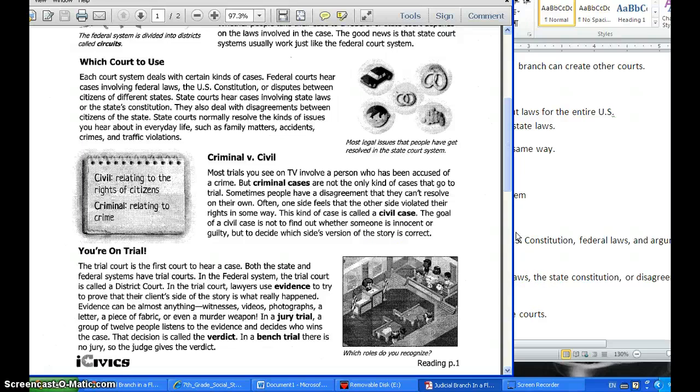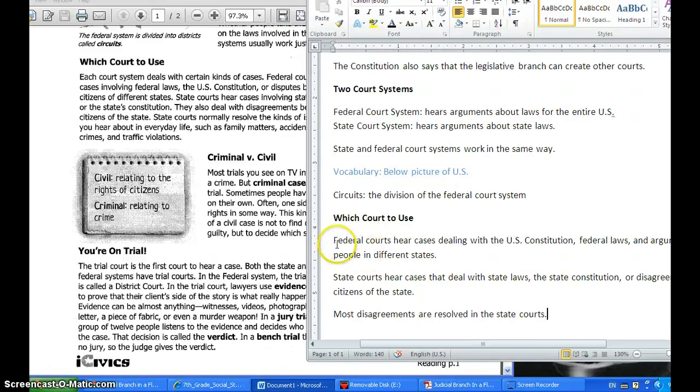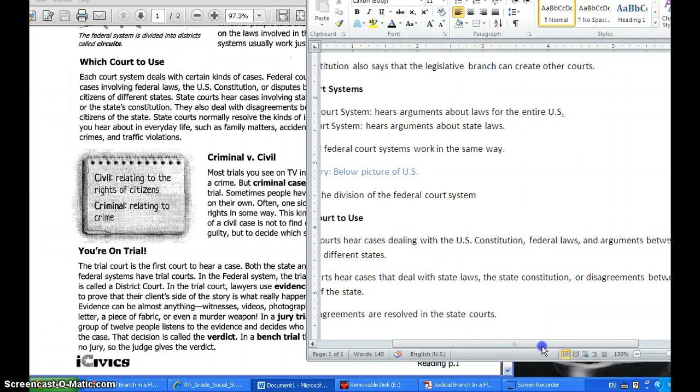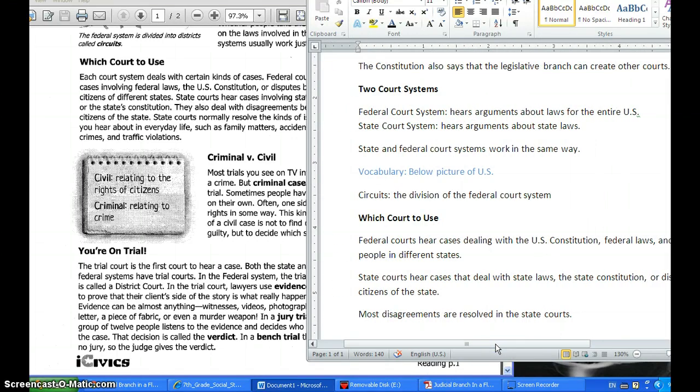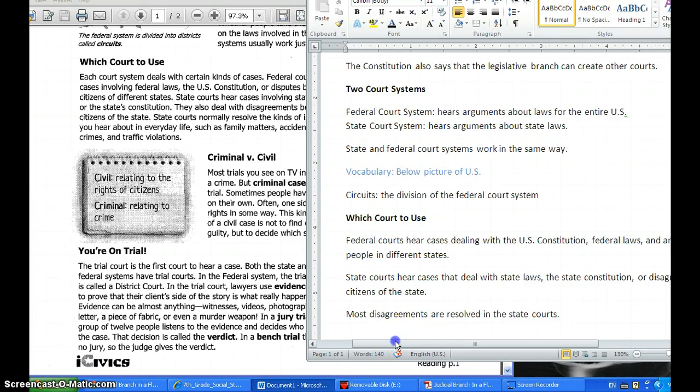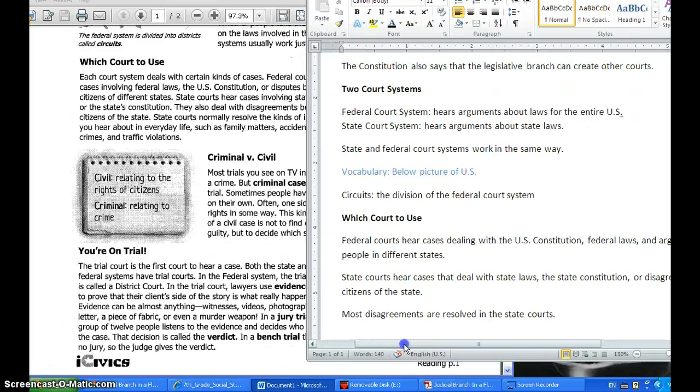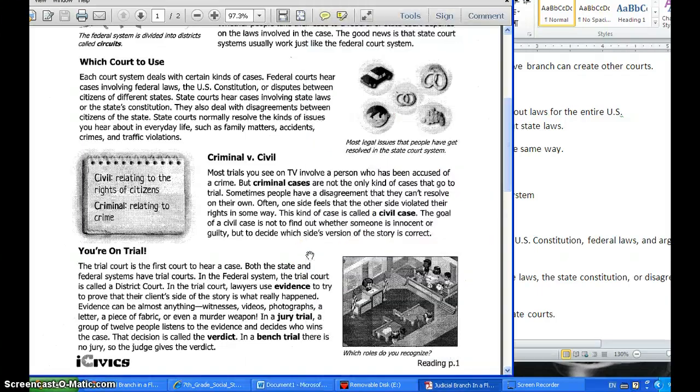So it's very important to look at this paragraph. It talks about federal courts and state courts and what types of cases each court hears. So I already did my notes, and the first one I wrote was federal courts hear cases dealing with the U.S. Constitution, federal laws, and arguments between people in different states. The other sentence that I wrote is the state courts hear cases that deal with state laws, the state constitution, or disagreements between citizens of the state. So these are the two important things that I got from the reading.